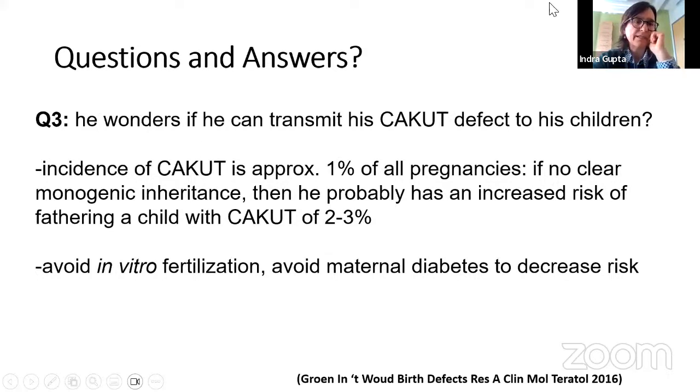And so the important things to also inform him of are, when he goes to have a baby, it would be ideal if it wasn't by in vitro fertilization, because there are epigenetic changes that occur that route. And also, if his partner did not have diabetes, that would be advantageous for avoiding CAKUT.